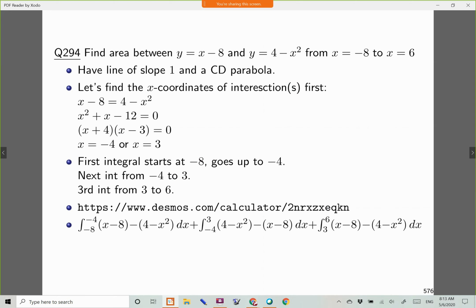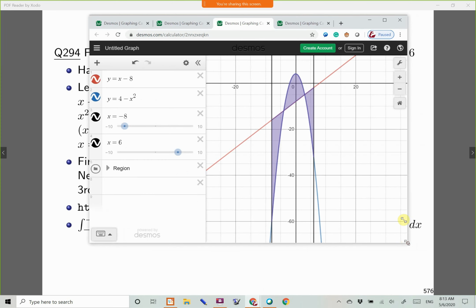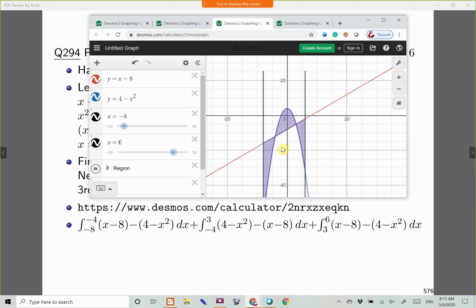Why don't I try this? I'm going to keep all of those integrals present and do that. Maybe it's a little... Can we see like the first? Let's do the middle integral, right? So the middle integral from negative 4 to 3.